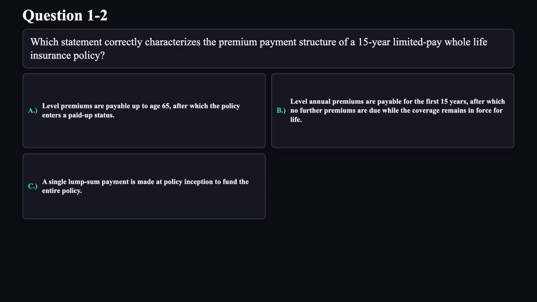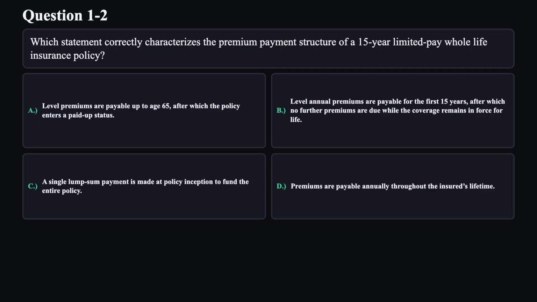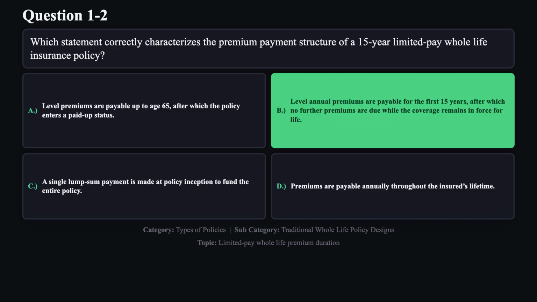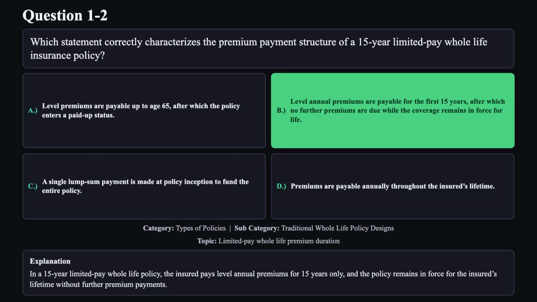C. A single lump sum payment is made at policy inception to fund the entire policy. D. Premiums are payable annually throughout the insured's lifetime. The correct answer is B. In a 15-year limited pay whole life policy, the insured pays level annual premiums for 15 years only, and the policy remains in force for the insured's lifetime, without further premium payments.